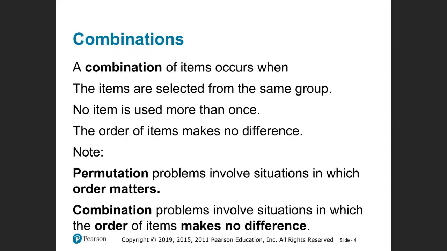We already talked about permutations, so now we're going to compare that with combinations. A combination of items occurs when the items are selected from the same group and no item is used more than once, and the order of items makes no difference. So this is very similar to permutations, except for the last part. In permutations, the order makes a difference. In combinations, it does not. Combination problems involve situations in which the order of items makes no difference.